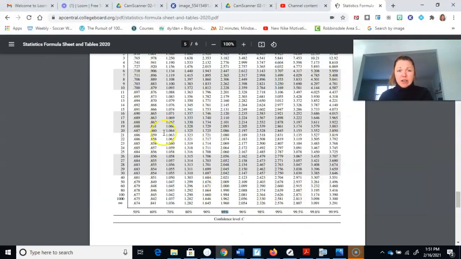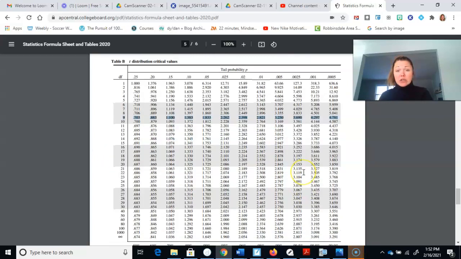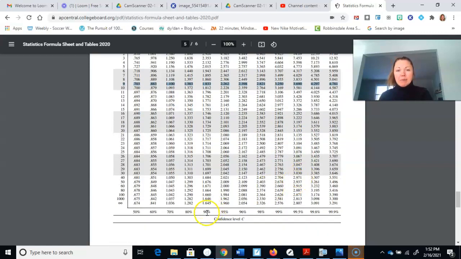I'm going to go to my chart. My degrees of freedom of 9 is right here. So the T star will be in this row. How do I know what T star it's going to be? Well, if I want a 90% confidence interval, I go to 90%. I scroll up and I see that it's 1.833.